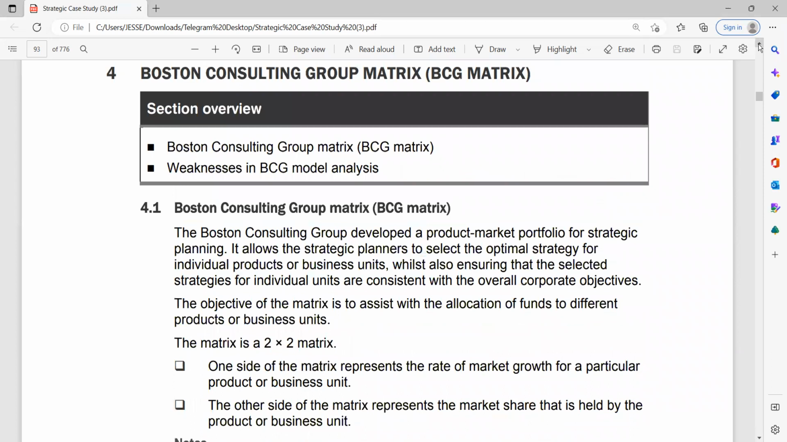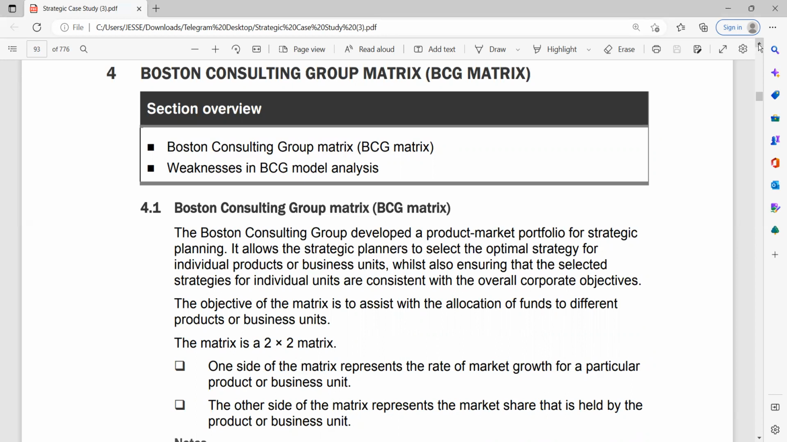Now let's move on to the Boston Consulting Group matrix, the BCG matrix. In the BCG matrix, the Boston Consulting Group developed a product market portfolio for strategic planning, right? So what's the BCG matrix all about? You have a product market portfolio, and I'll explain this as we go along.